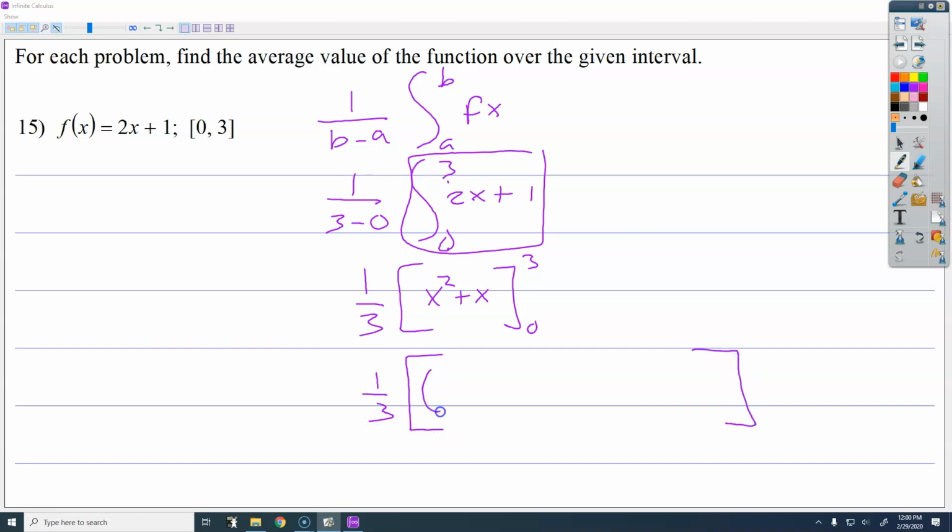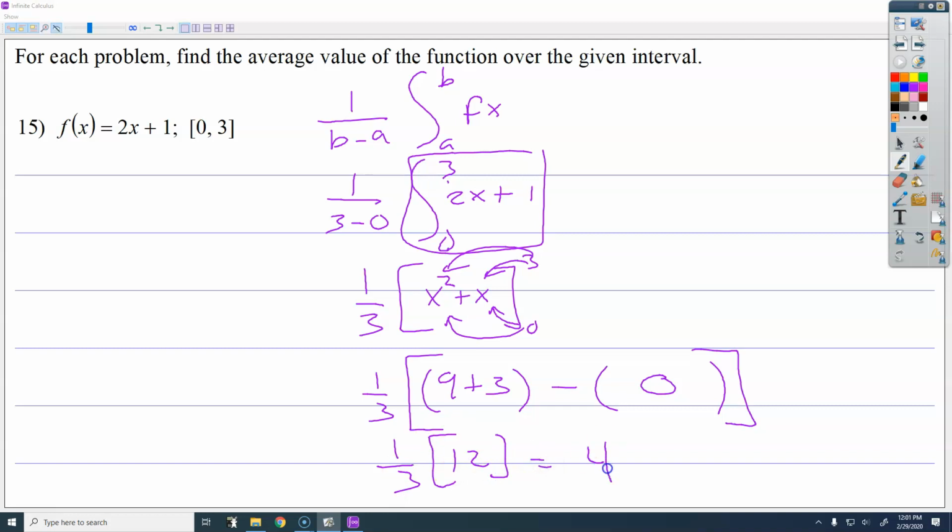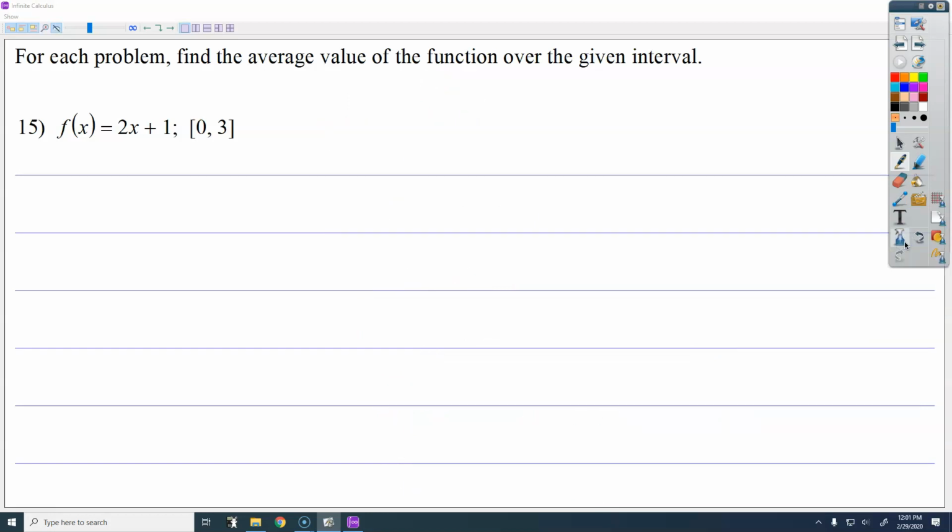All right, so we're going to plug in the 3. It's going to be 9 plus 3. We're going to plug in the 0, which is just 0. And so what we end up with is 1/3 times 12, which is 4. The average value would be 4. Next question.